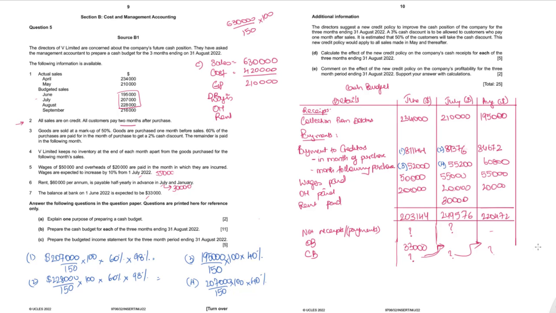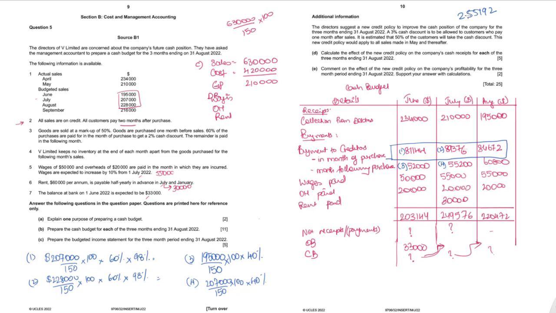Now, how will you calculate the discount received? One very simple way I'll show you. What you can do is, you can take the total of the payments made, these 3 payments, 81,144 plus 89,376 plus 84,672. Now the total payment made is 255,192. Now remember, this is 98% of the total amount that was due.